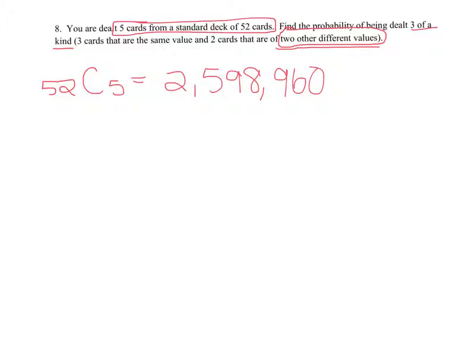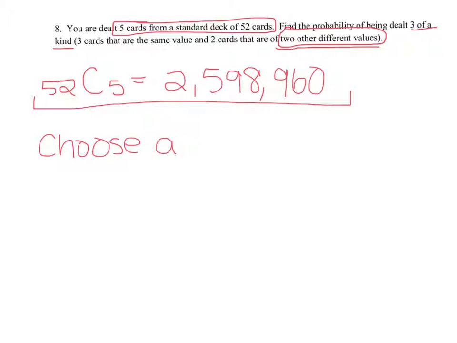The total number of 5-card hands is 2,598,960. The next part of the problem is to calculate how many different ways I can get a 3 of a kind from a deck. First of all, we have to choose our 3 of a kind. We have to choose a number for the 3 of a kind.